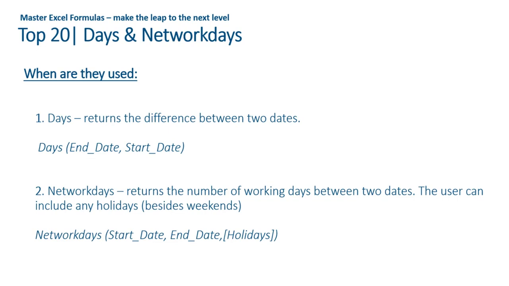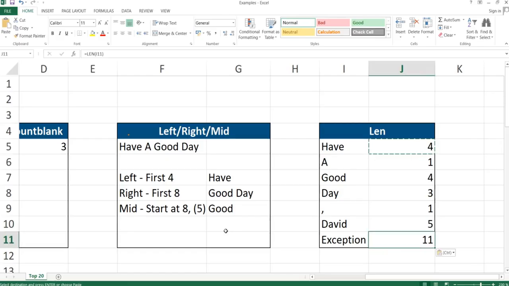These 2 formulas are quite useful. So when are they used? DAYS is used to return the difference between 2 specific dates. The structure of the formula suggests that we start with the end date and then we enter the start date as well, whereas NETWORKDAYS returns the number of working days between 2 dates. The user, of course, can include any holidays besides the weekends. The holidays part is optional, so that's why I've put that in square brackets. Let me give you an example of this as well.